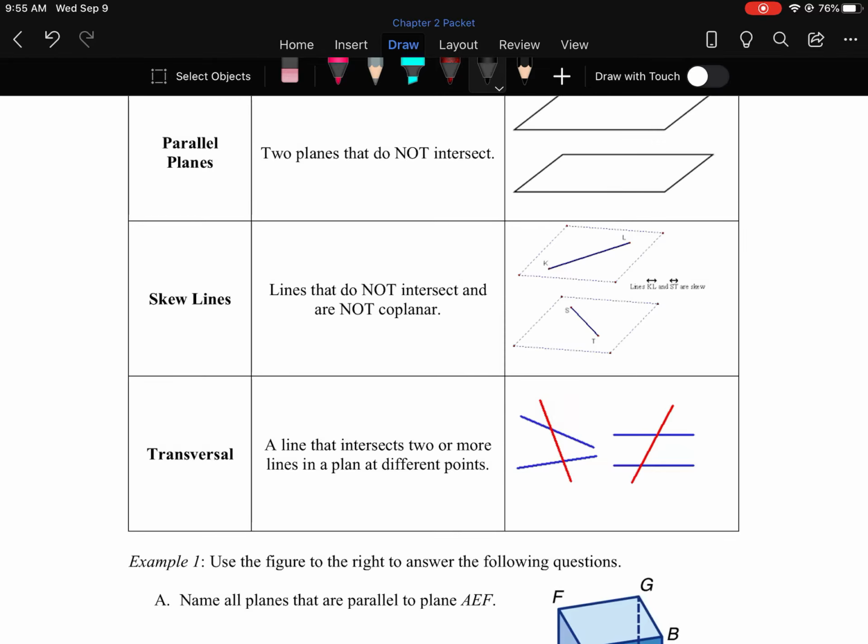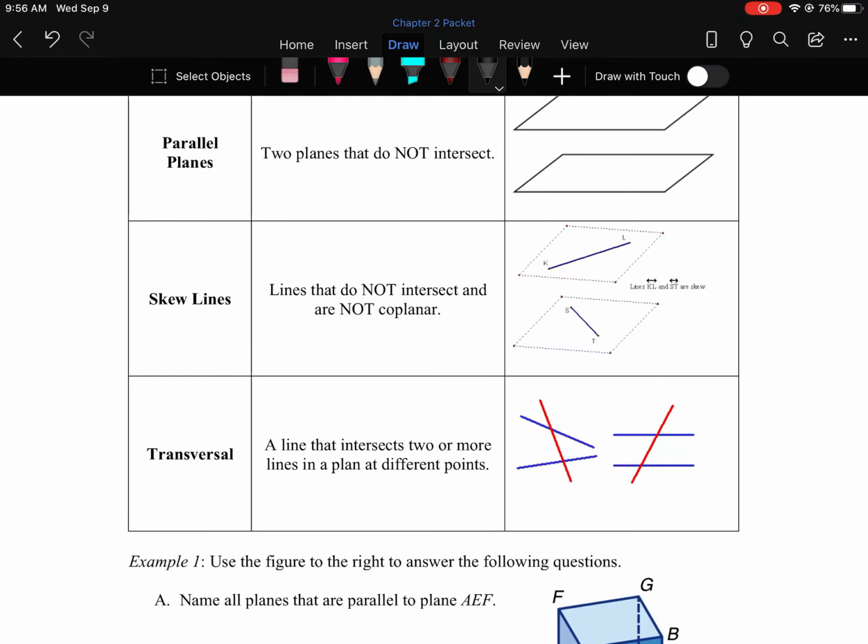Skew lines. This is probably the hardest one for students to grasp because it's hard to picture. So they're lines that do not intersect and they're not coplanar. These are two planes here off to the right, two different planes, and the lines are in two different planes. If I were to look at them from the top, it might look like they're intersecting. But when we get to the side view, we can see they're not intersecting because they're not in the same plane. So they'll never touch each other to intersect.